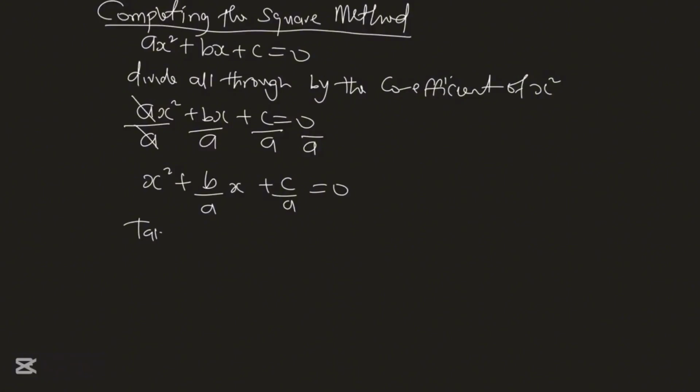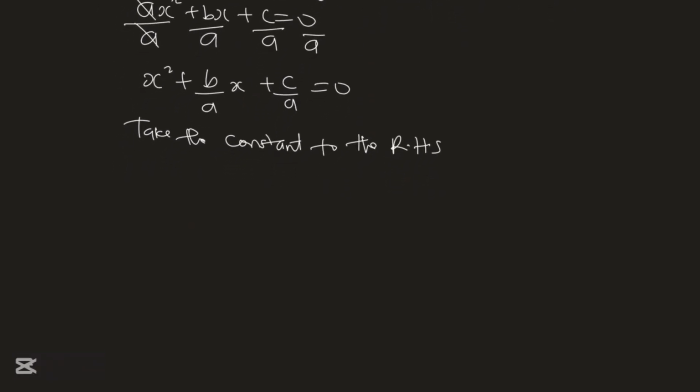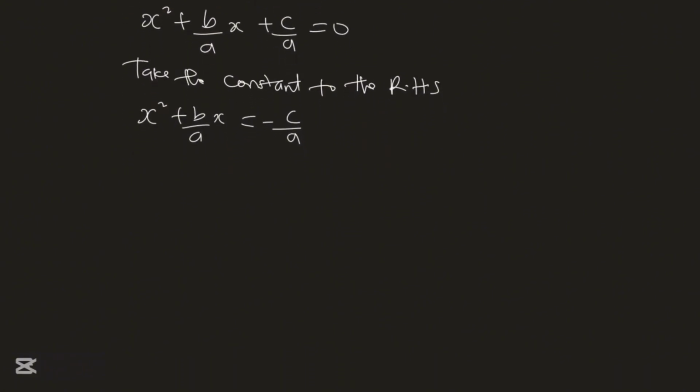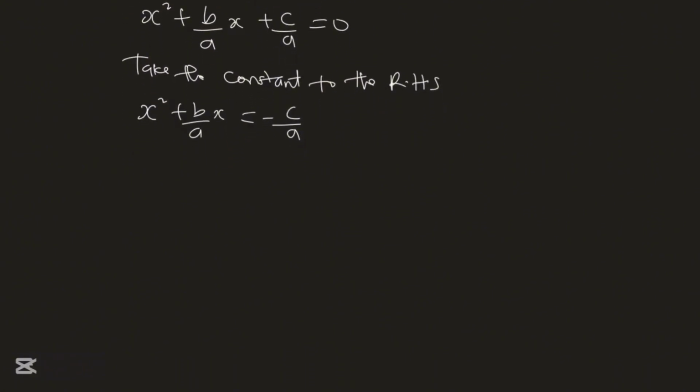Now take the constant to the right hand side. When we do that, what we're going to have is x squared plus b over a x equals minus c over a, because when it goes to the other side it turns to this. What you have to do next is take the coefficient of x and find half of the coefficient of x.